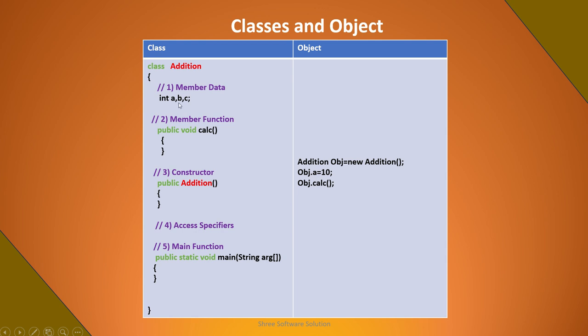Suppose I'm going to access the a variable, and I have not given a value for it. I need to assign the value for the a variable now: obj.a = 10, like that we can assign it. And if I want to call the calc function, we call it as obj.calc. This way we access the member data, member functions, and the constructor through the object. So now you understand how to create a class and object.